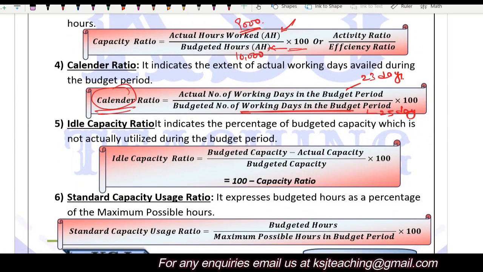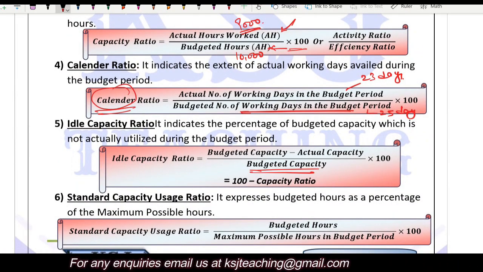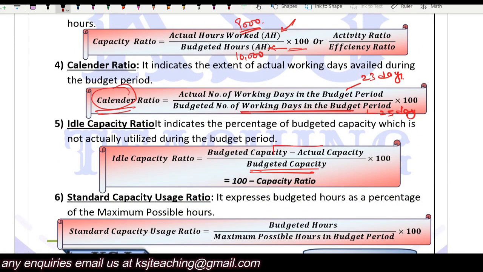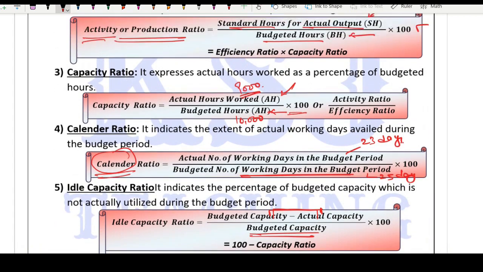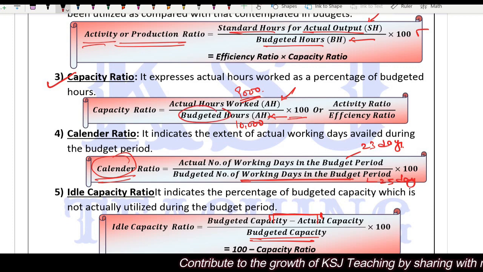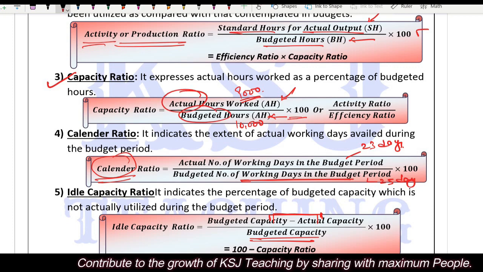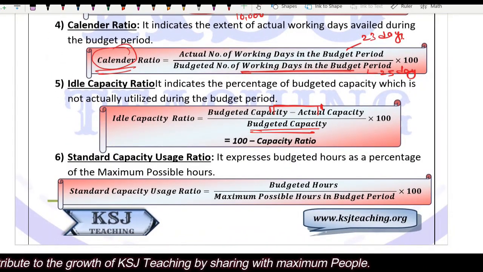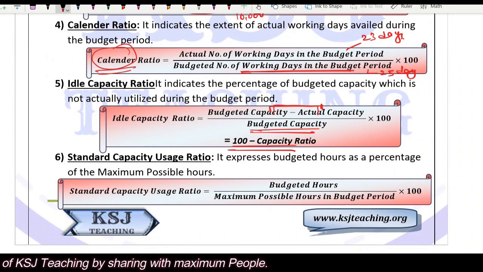Idle capacity. Idle capacity is budgeted capacity minus actually whatever you have utilized, right? Multiplied by 100, or 100 minus capacity ratio. Whatever this capacity shows, whatever you have utilized out of the budgeted, out of the planned capacity, how many hours you have utilized, the remaining will be your idle capacity. So 100 minus capacity ratio will give you the idle capacity.